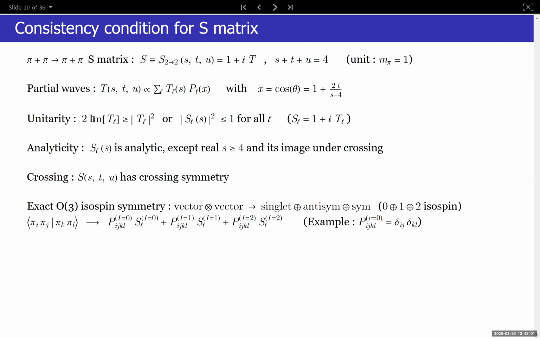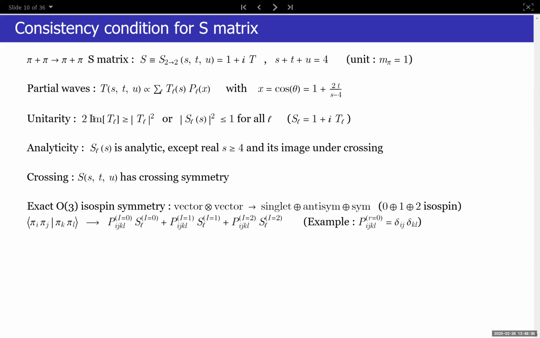That's the unitarity. Then analyticity says S_L is analytical on the S plane, except the branch cut from 4, and also the image under crossing. Also, crossing symmetry says S_L should be covariant under the S-T exchange, but crossing symmetry will be mixed with isospin symmetry. So let me tell you isospin symmetry first.